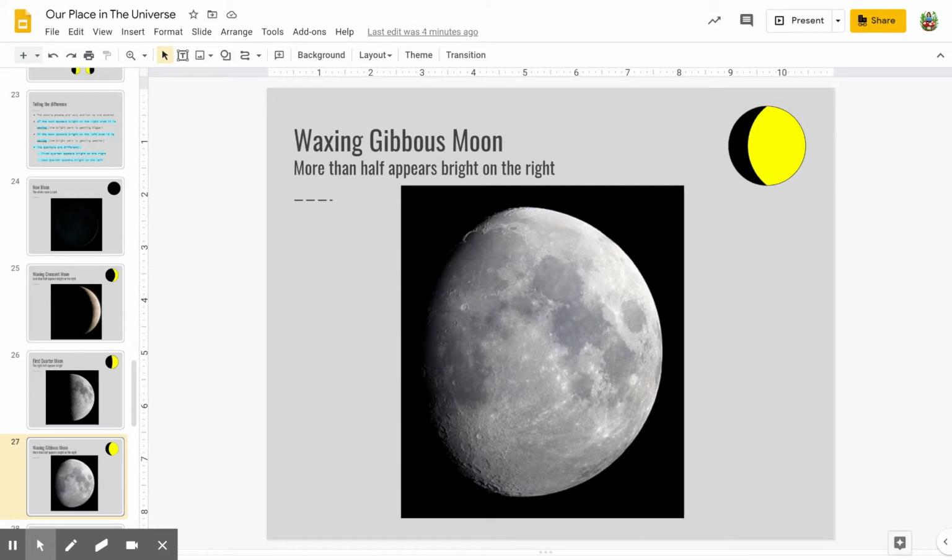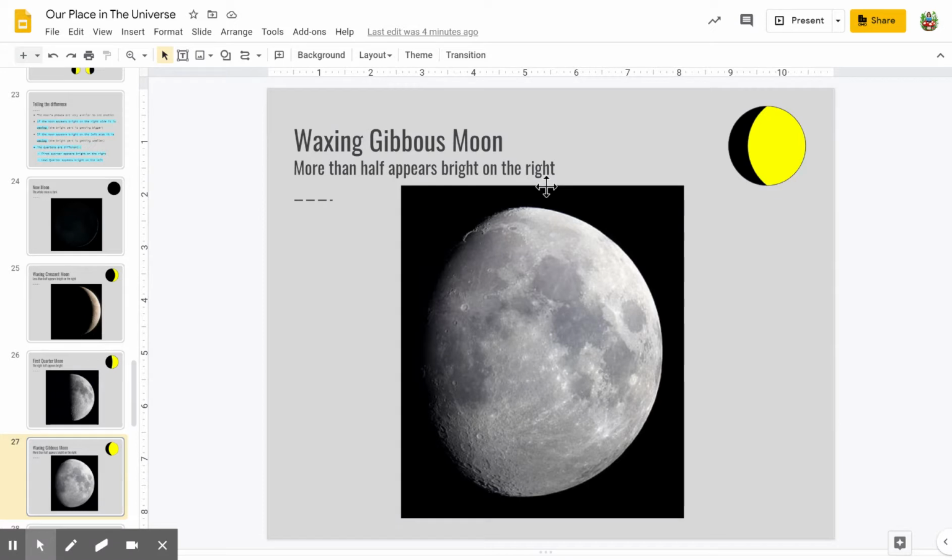And the next one is a waxing gibbous. So more than half of the moon is bright, and it's bright on the right-hand side, so we know that it's waxing. And since it's more than half that's bright, it is a gibbous-shaped moon. So remember, this picture up here in the right-hand corner is what would be on your diagram. That's what that would look like.